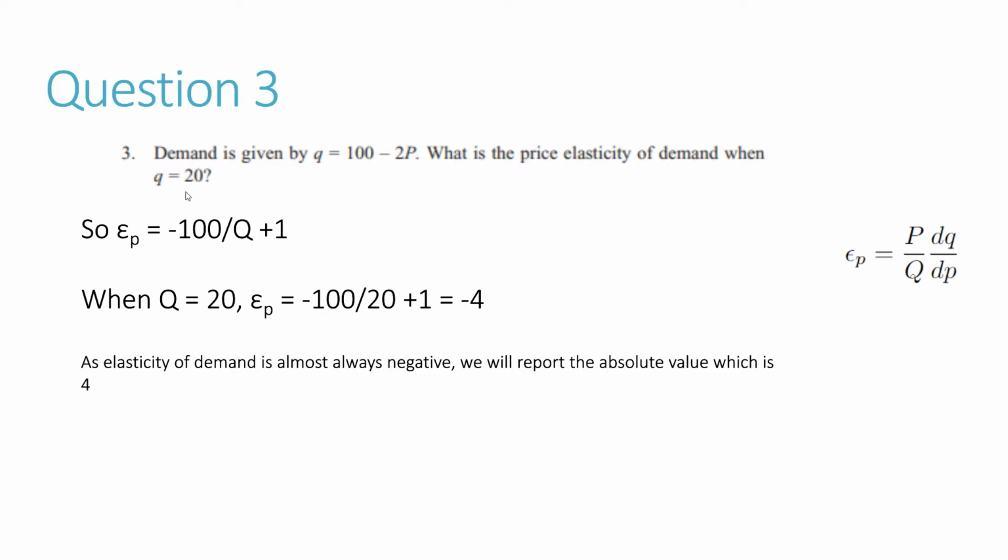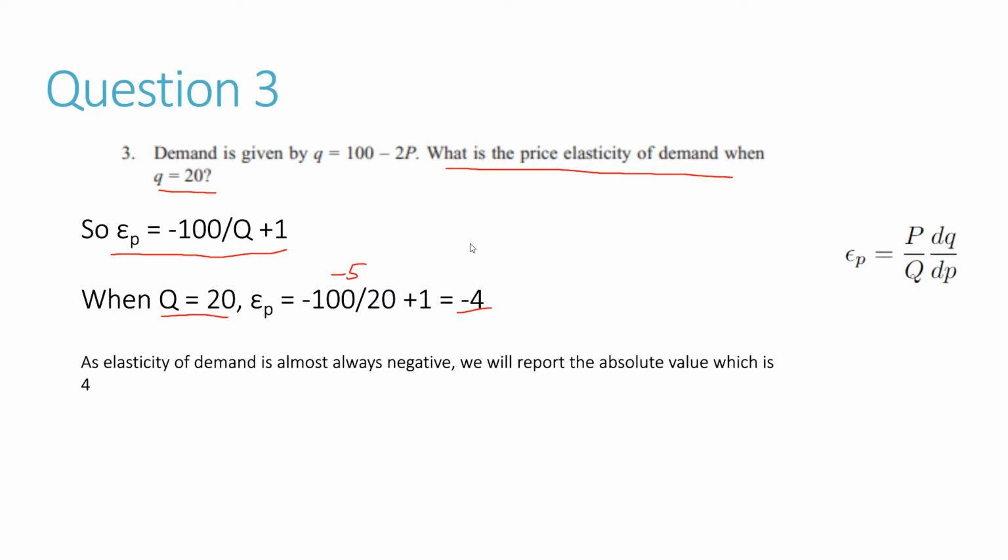Price elasticity of demand when Q is equal to 20. Got this from the last slide. You easily substitute Q is equal to 20 in there. We end up with minus 100 over 20. This simplifies to minus 5 plus 1, which is obviously minus 4.